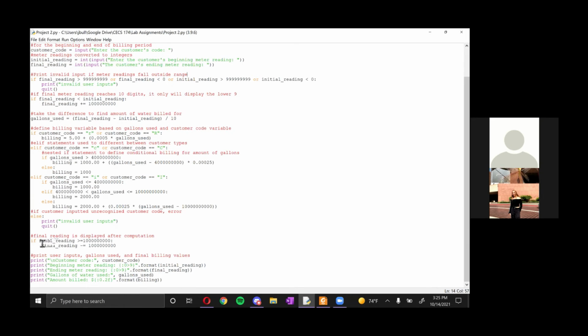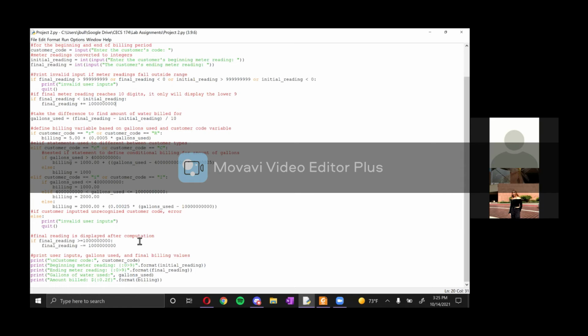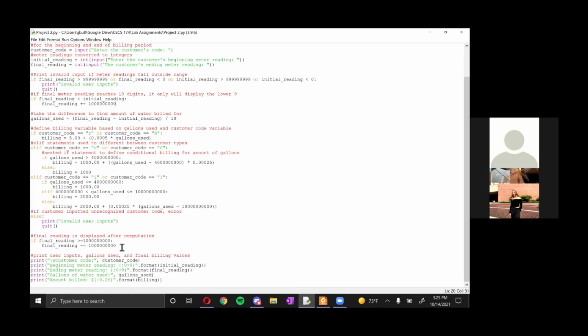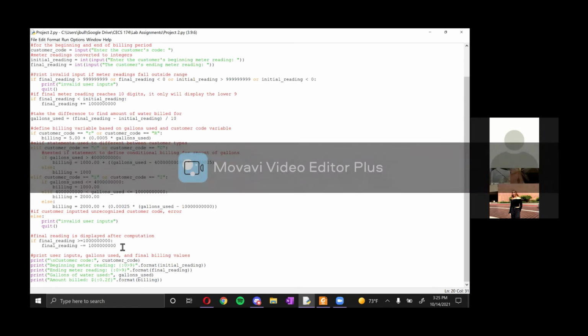At the end, we essentially ran back this code right here, which would add the 10 billion, essentially making it so that the final reading that would be printed at the end is the same reading as the customer's input. So if the final reading is greater than 10 billion, it would subtract 10 billion from it.